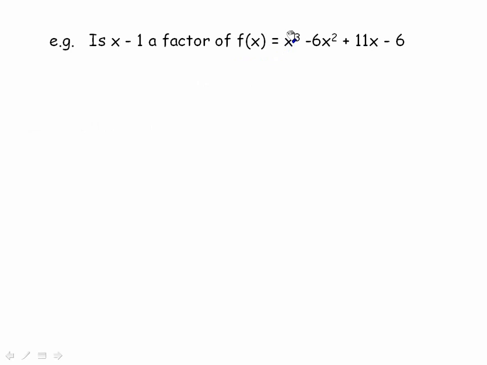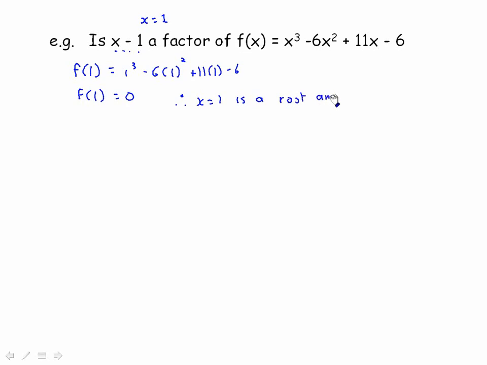So if you had a question like this, is x minus 1 a factor of f(x) equals x cubed minus 6x squared plus 11x minus 6? Well, the conventional way to answer this question is to work out f(1). Now remember, this is your factor, so the root that we'd be testing would be x equals 1. You set it equal to 0. So 1 cubed minus 6 times 1 squared plus 11 times 1 minus 6. You work all that out, you will get 0. So f(1) is equal to 0. So therefore x equals 1 is a root, and x minus 1 is a factor. I said root, but it could also be called a 0, or it could also be called an x-intercept of the polynomial.